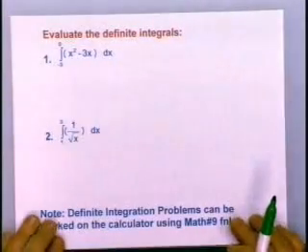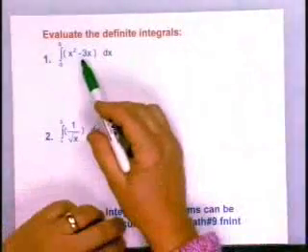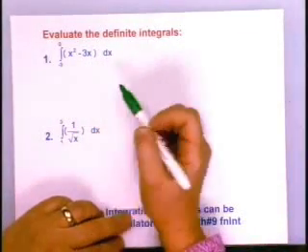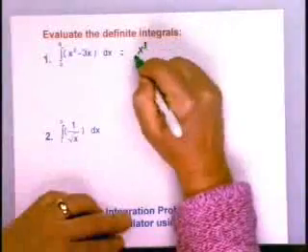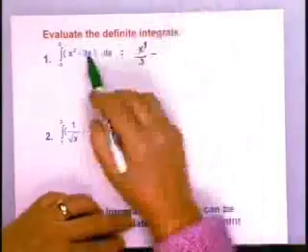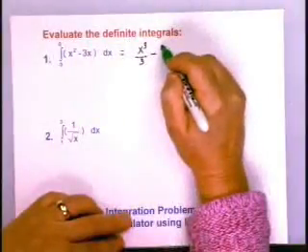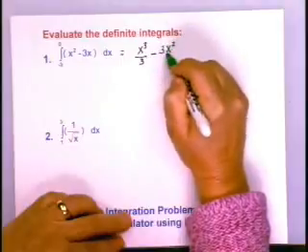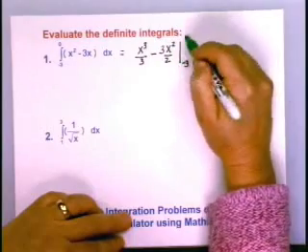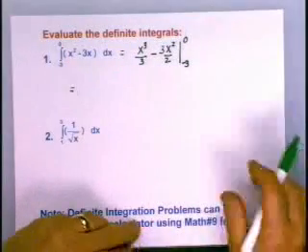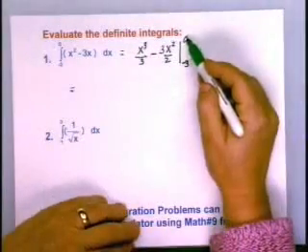Evaluate the definite integral from negative 3 to 0, x squared minus 3x dx. We would begin by integrating the function. So the integral of x squared is x cubed divided by 3. The integral of minus 3x is minus 3 x squared divided by 2. This is to be evaluated from negative 3 to 0. So according to the fundamental theorem of calculus, we begin this evaluation by plugging the upper limit in first, 0.